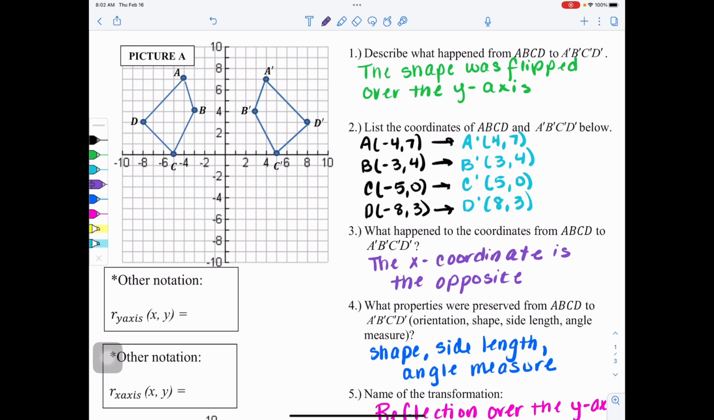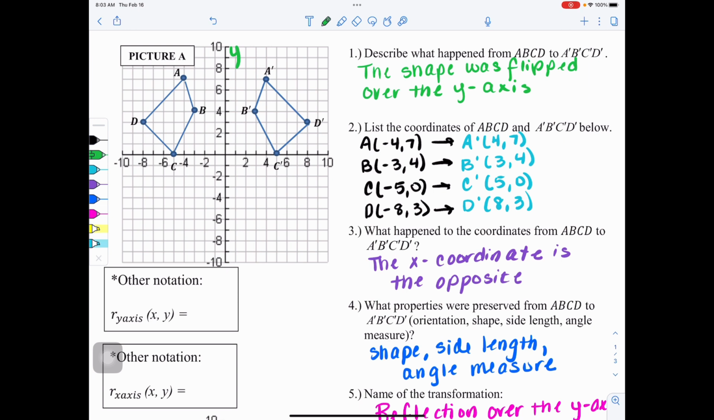Okay, now that you've answered questions 1 through 8, let's go over the answers together. So in number 1, if I'm looking at picture A first, it says, describe what happened from A, B, C, D to A prime, B prime, C prime, D prime. So when I look at that picture, I said the shape was flipped over the y-axis. It looks like it was picked up and flipped over that line. And the y-axis is this one. Now, other ways you could have said it would have maybe been mirror image through or over the y-axis.